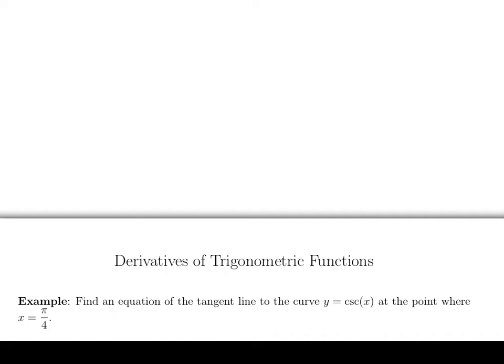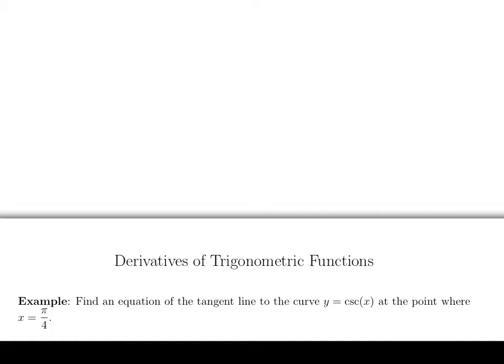Hello, calculus fans. All right, let's try to find an equation of the tangent line to the curve y equals cosecant of x at the point where x is equal to pi over 4. Now we can do this problem without knowing what the graph of the cosecant looks like.